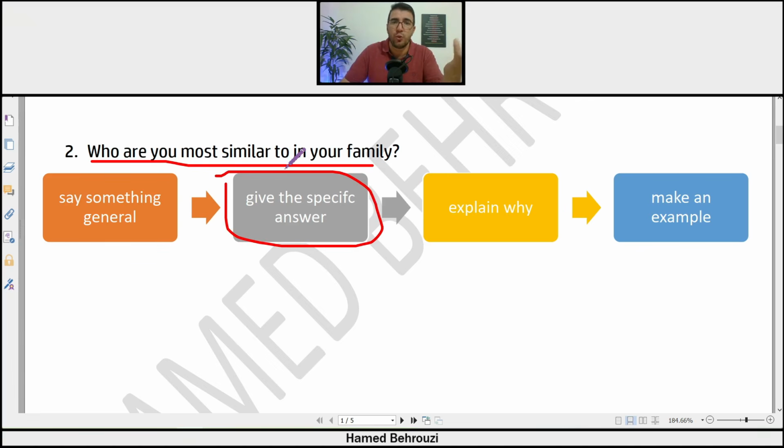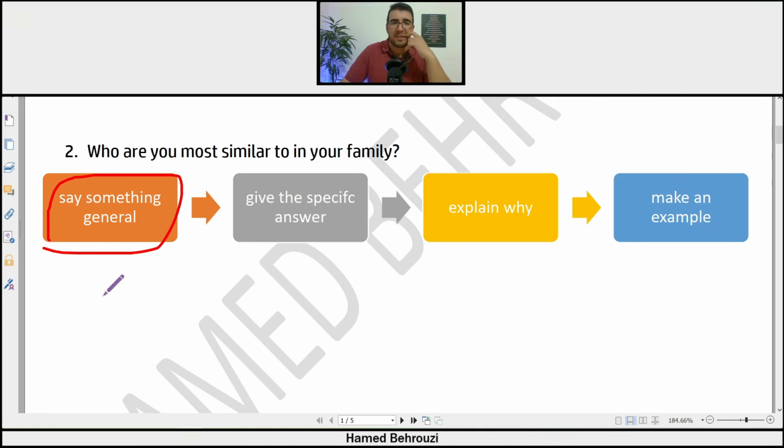Then give the specific answer. Just tell them who you are most similar to. After you said, okay, I don't think I have a specific physical resemblance or just any kind of resemblance to any of the members of my family, but some people keep telling me that I have some behavioral resemblance, or simply just change it in a simple way. Just you say that I have the same behavior as my father. Okay? Then explain why. Okay, give the reason for that. Why do you think that your behavior is similar to your father? Okay, you have the same sort of behavioral characteristics.